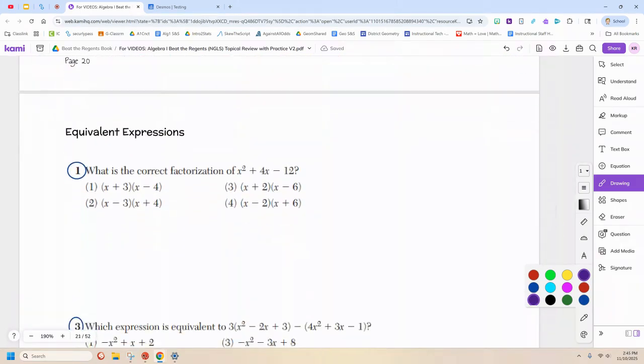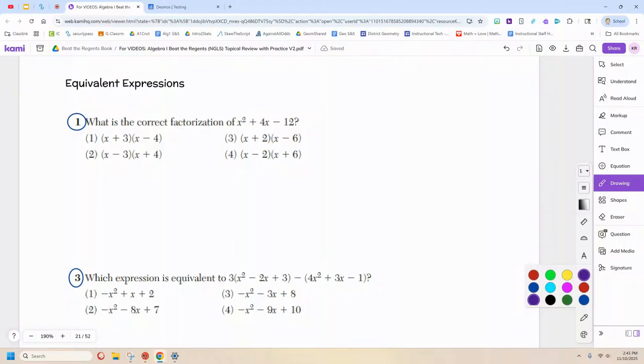And the very first question we're going to look at is question number 1. And it says, and this was the first question on an exam, what is the correct factorization of this? Which means which one of these 4 choices is equal to this trinomial. Pause for just a second and look at the 4 choices. All of them are binomials times binomials. That means 2 terms times 2 terms.